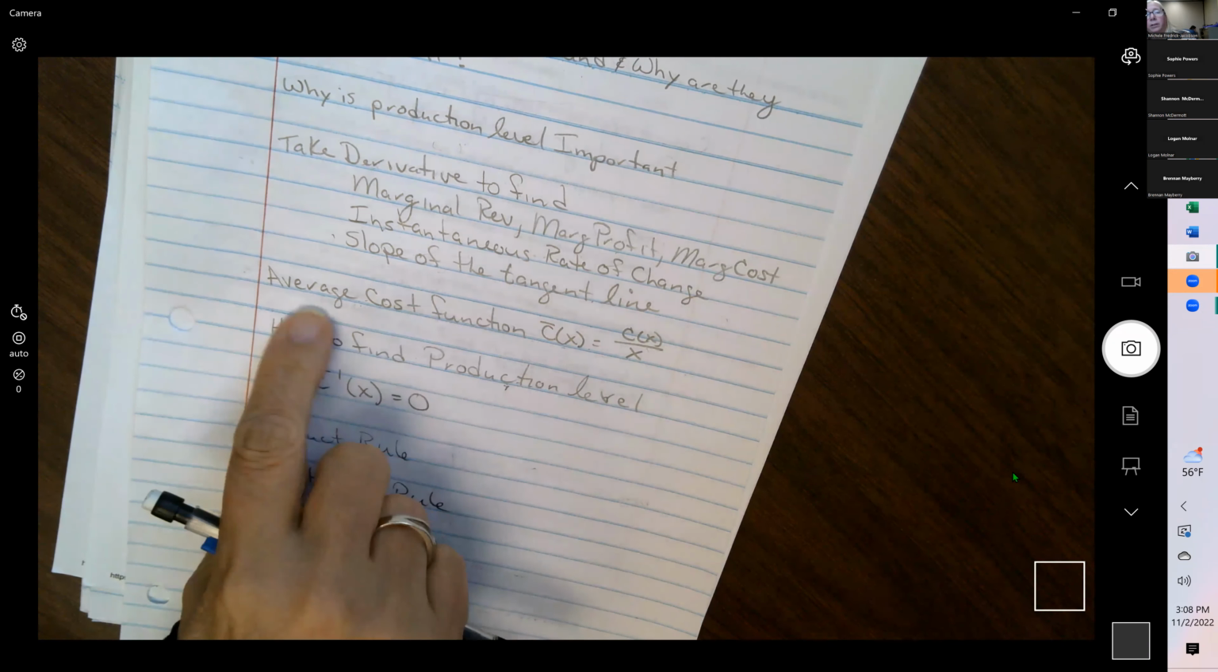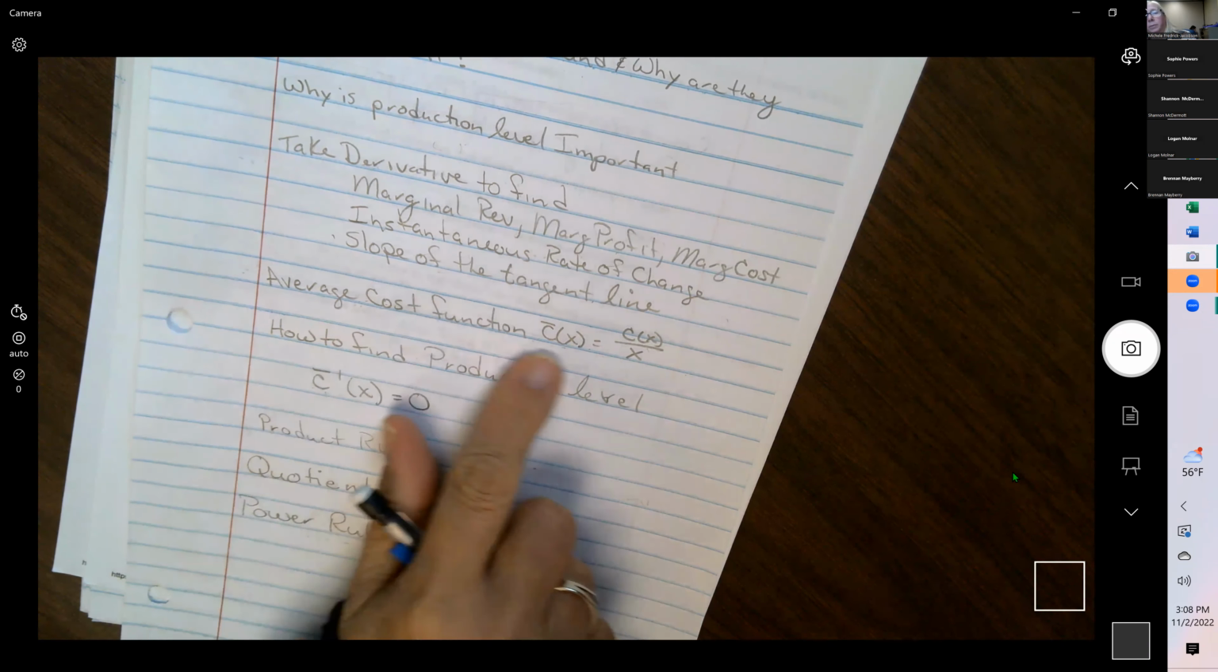For a formula sheet, you could put this one. You could put production level is the average cost derivative set equal to 0 if you want. And then the derivative ones, we've learned pretty much 3.